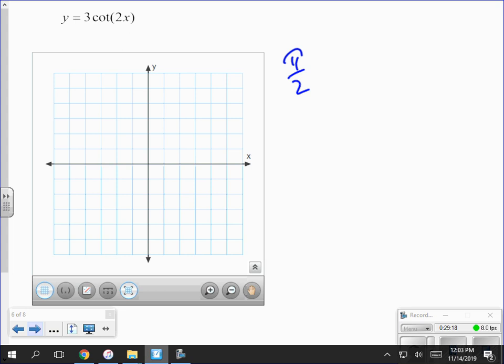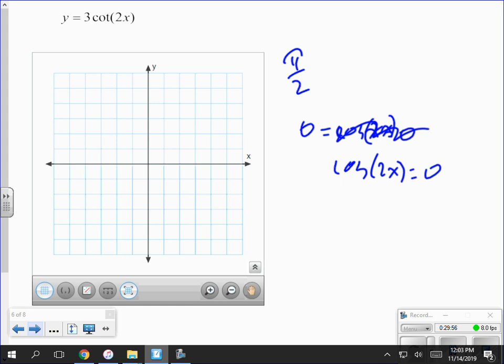Okay. So what do I want to do? I want to figure out where I have zeros and asymptotes. I want to figure out zeros and asymptotes. And my zeros happen where the cosine of x is equal to 0. Or actually, in this case, the cosine of 2x. Cosine of 2x is equal to 0. So that's what I want to do, is figure out where my cosine of 2x is equal to 0. And if I find the zeros, then my asymptotes are halfway between.